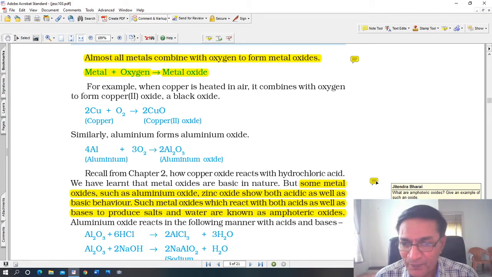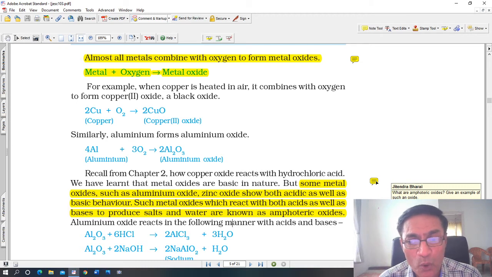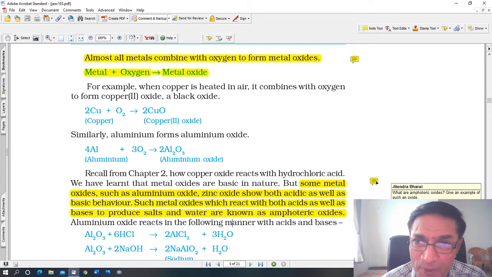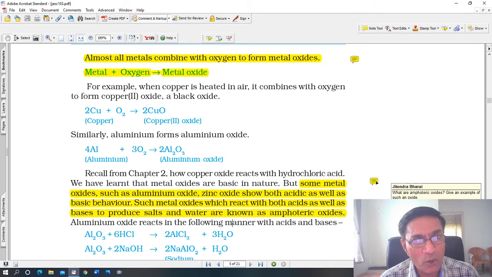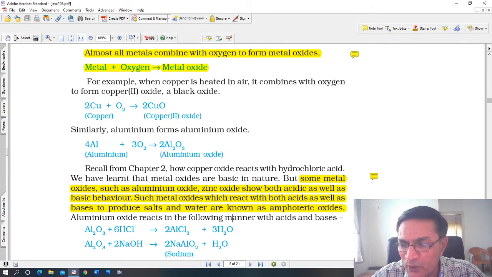Again, look there. Okay, but some metal oxides such as aluminum oxide, zinc oxide show both acidic as well as basic properties or behavior. Such metal oxides which react with both acids as well as bases to produce the corresponding salts and water are known as amphoteric oxides. Now this is an obvious question, quite an important question. Aluminum oxide reacts in the following manner with acids and bases. Now see, aluminum oxide is amphoteric.